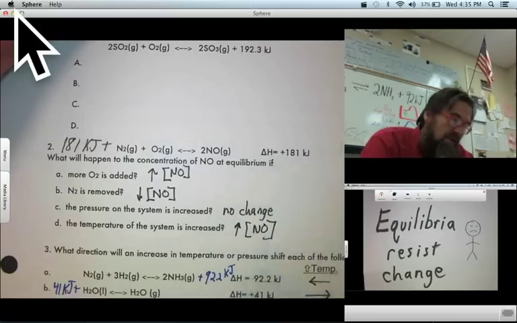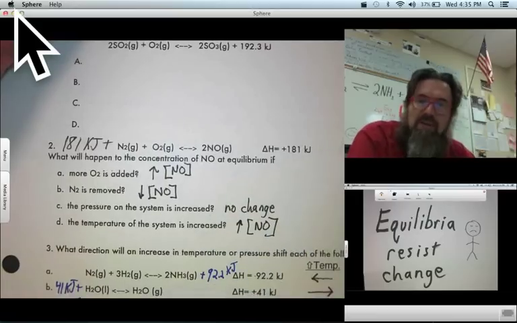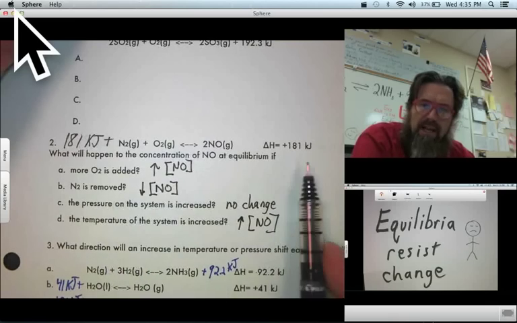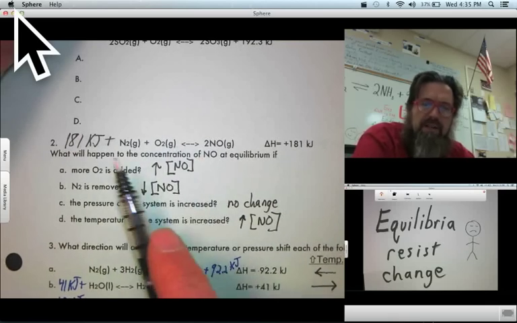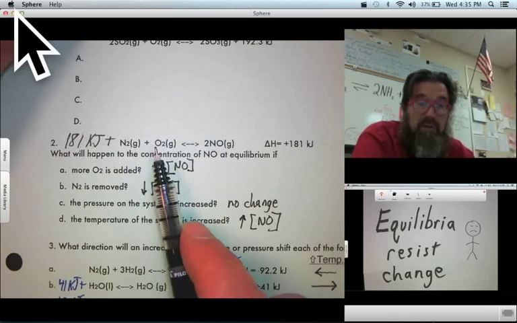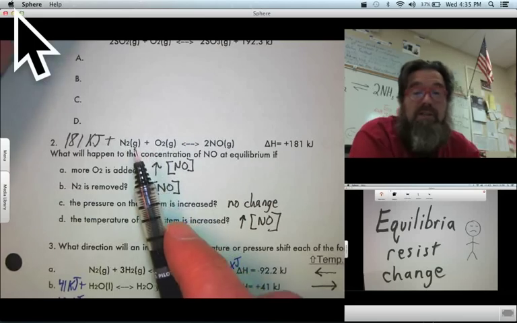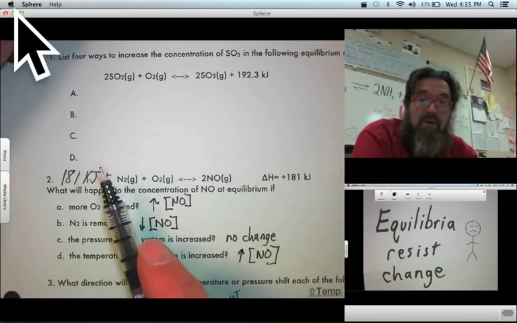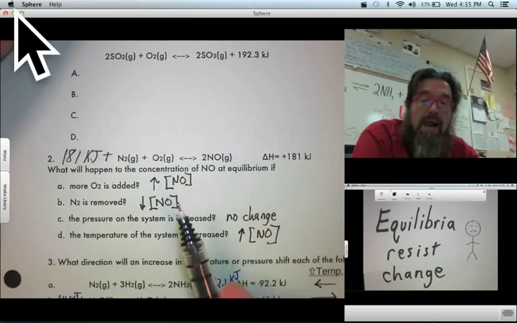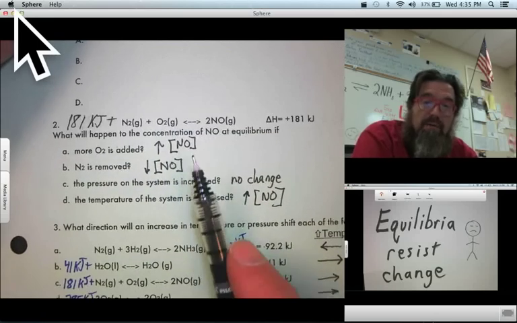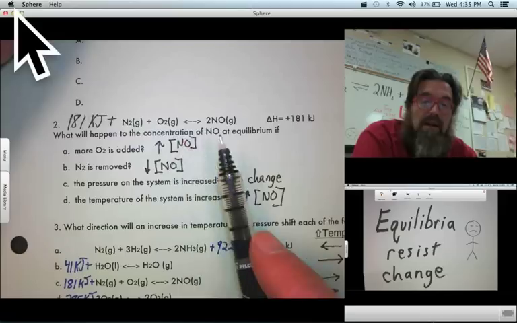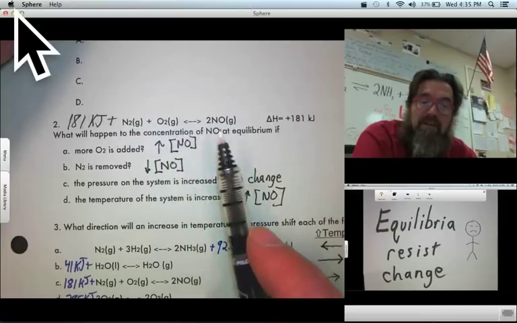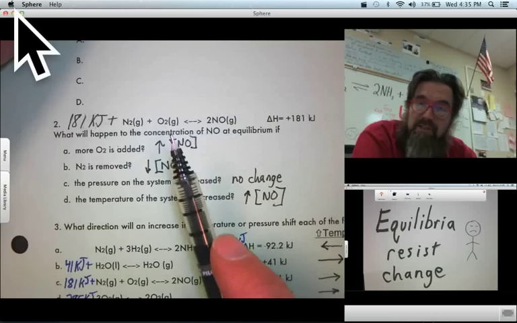So that is Le Châtelier's principle. Remember, write your delta H values into the equation. It makes it much easier to figure out the effects of Le Châtelier's principle. You can just see if the heat energy is a reactant or a product. And remember, with gases, pressure has to do with the number of gas molecules on each side. Liquids and solids don't count.